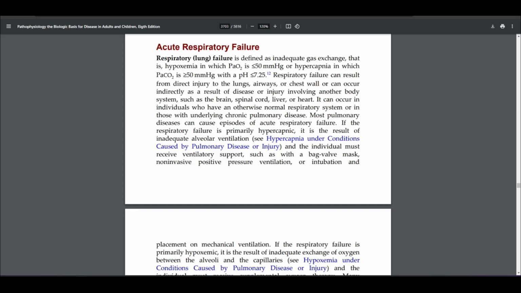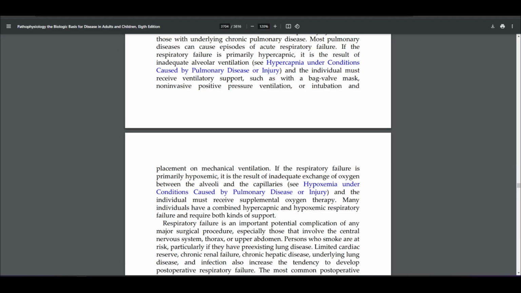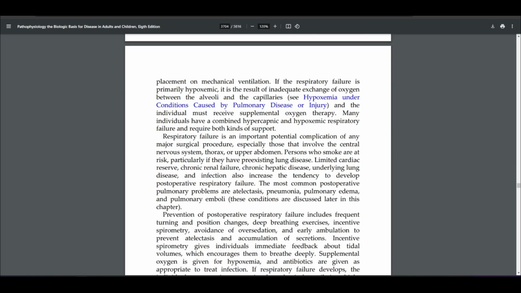It can occur in individuals who have an otherwise normal respiratory system, or in those with underlying chronic pulmonary disease. Most pulmonary diseases can cause episodes of acute respiratory failure. If the respiratory failure is primarily hypercapnic, it is a result of inadequate alveolar ventilation, and the individual must receive ventilatory support, such as with a bag valve mask, non-invasive positive pressure ventilation, or intubation and placement on mechanical ventilation.